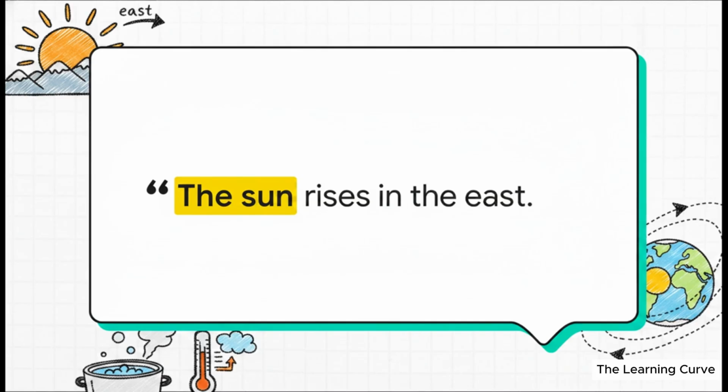And this brilliantly illustrates our second pillar, facts and general truths. The sun rises in the east. Now, this isn't just someone's personal habit, it's a universal fact that is literally always true. Water boils at 100 degrees Celsius. The earth revolves around the sun. These undeniable, unchangeable facts of the universe are permanently housed right here in the present simple tense.